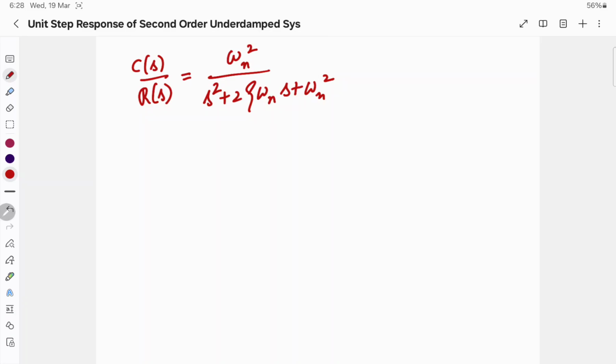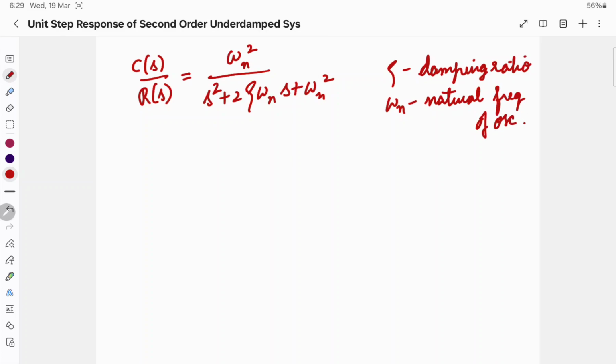If you see, this zeta we have seen in the last video. Zeta is the damping ratio. Omega n is the natural frequency of oscillation. Since we are dealing with the underdamped system, zeta is going to be between 0 and 1. The zeta range is between 0 and 1, and it's a unit step response.